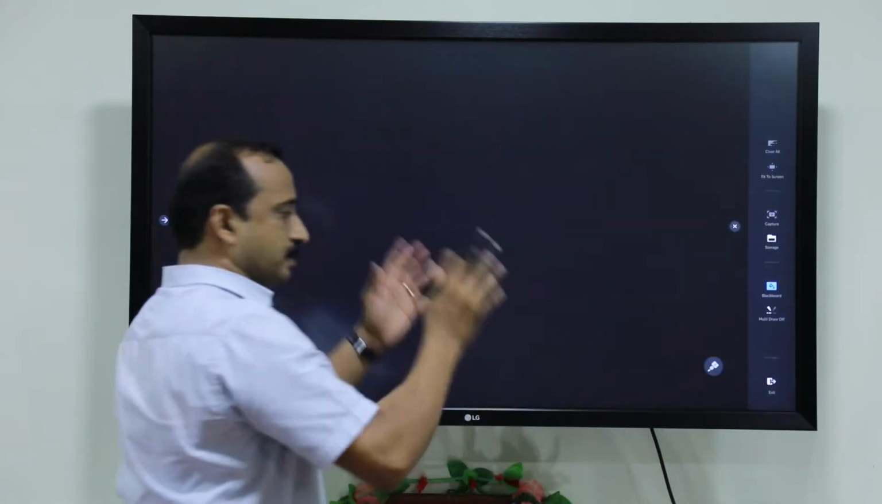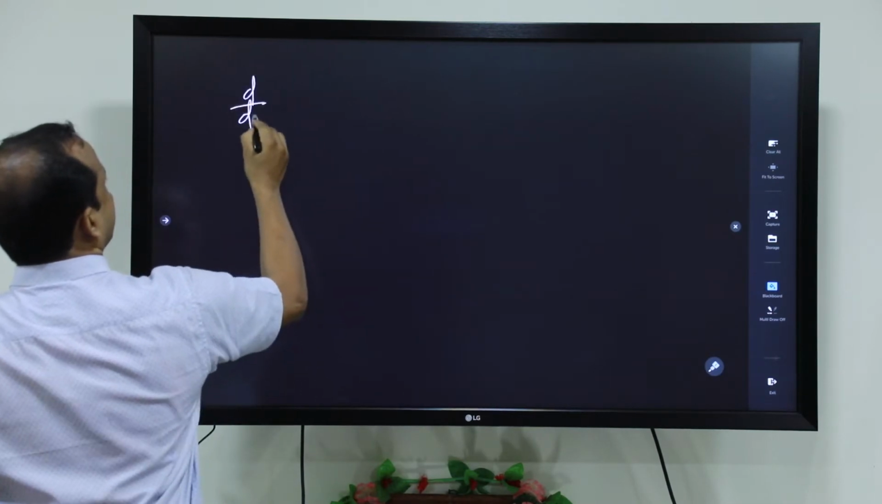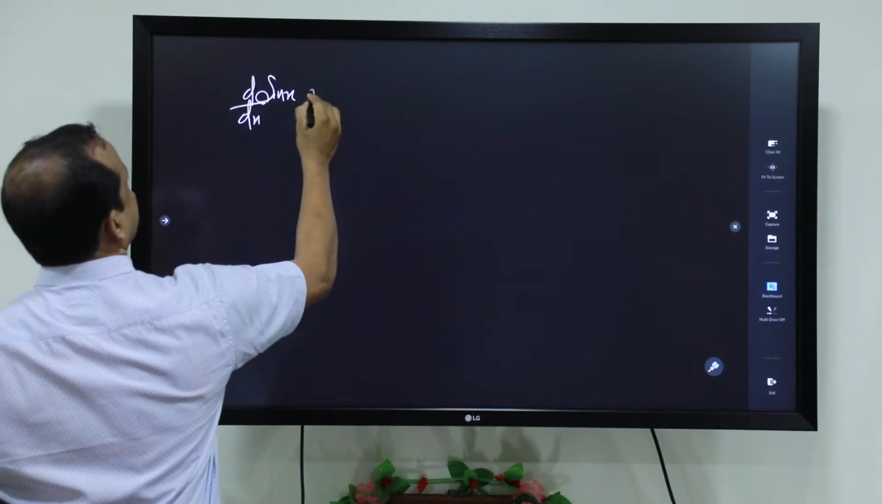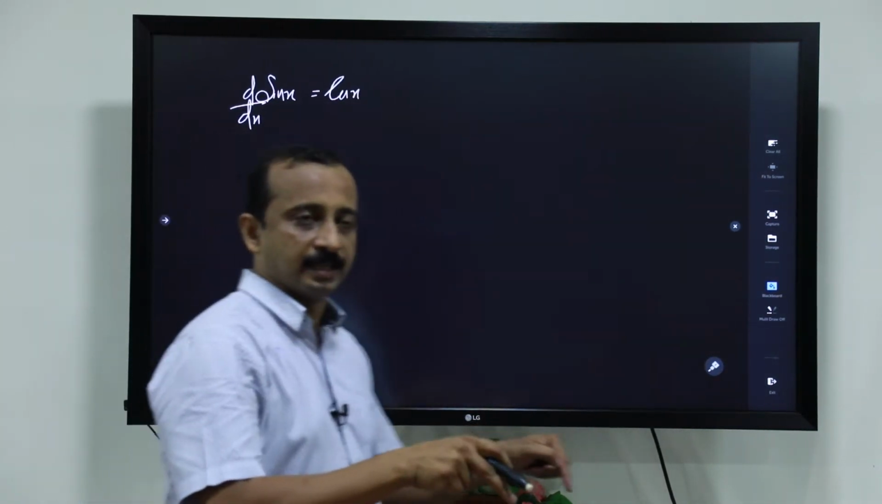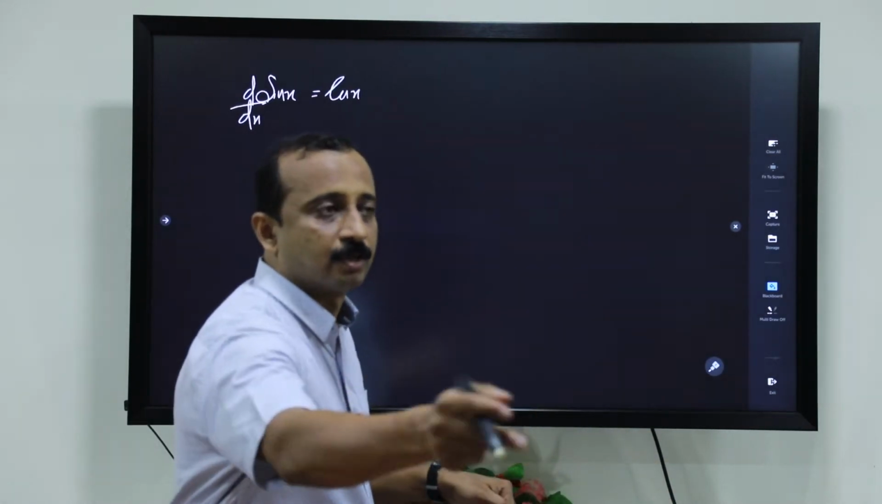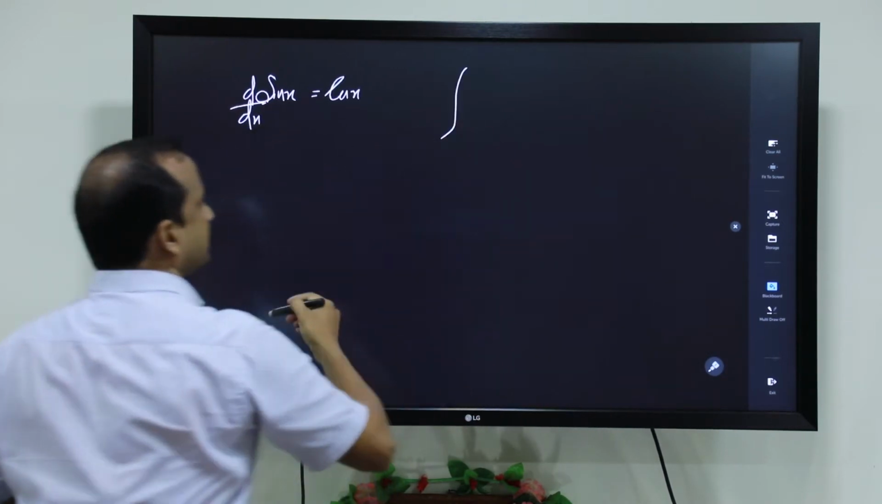Now our first section, indefinite integral. Integration is the inverse process of differentiation, just the opposite. Suppose you take the derivative of sin x. You know the derivative of sin x is cos x. The definition says that integration is the inverse process of differentiation. And the integral symbol is this.